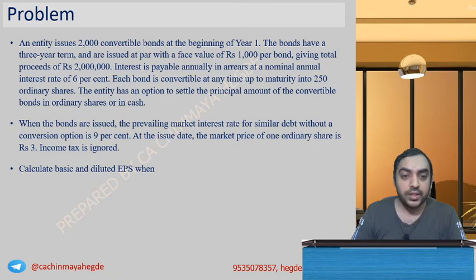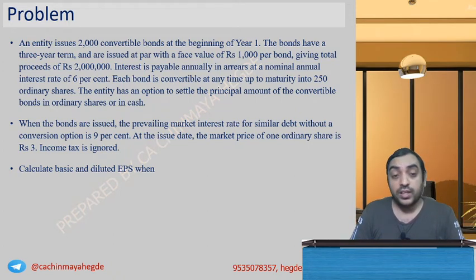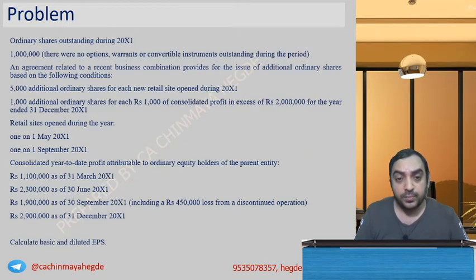When the bonds are issued, the prevailing market rate for similar debt without a conversion option is 9%. At this date, the market price of one ordinary share is rupees 3. Income tax is ignored. Calculate basic and diluted EPS.